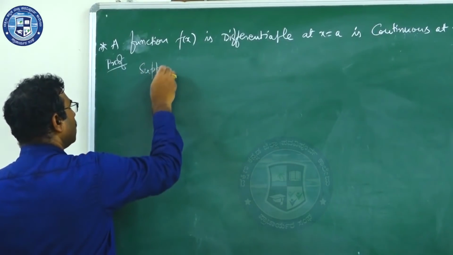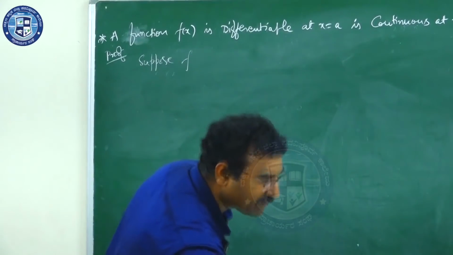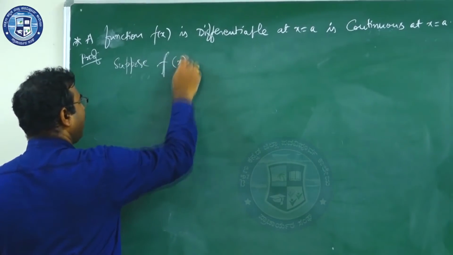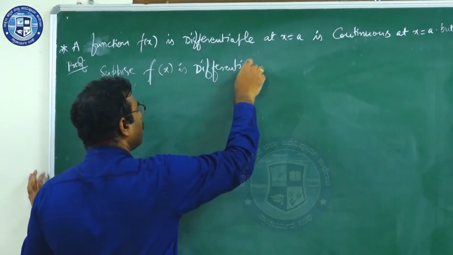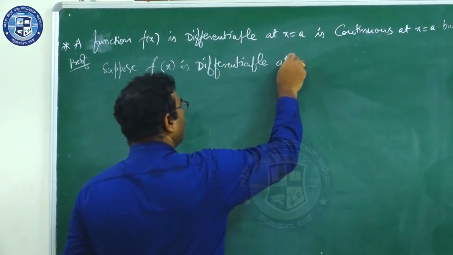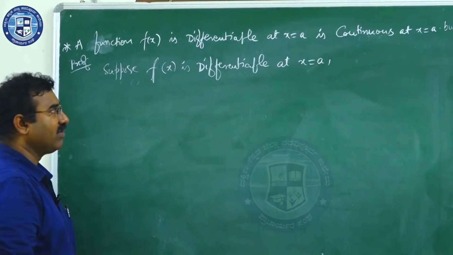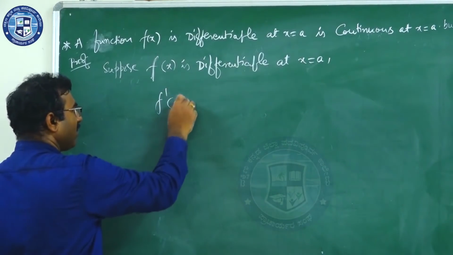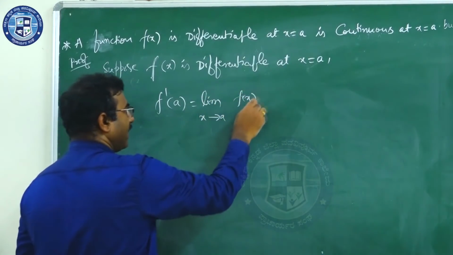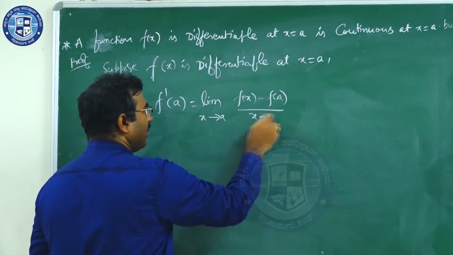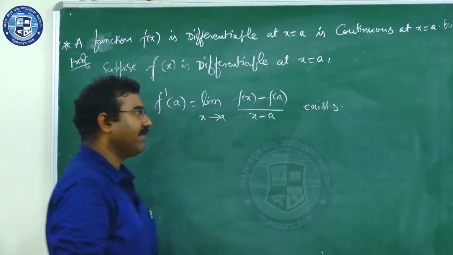Suppose f(x) is differentiable at x equal to a. What do you mean by that? f(x) is differentiable at x equal to a, meaning f dash of a is equal to limit x tends to a, (f(x) minus f(a)) divided by (x minus a), exists. Right? This is the meaning of that.